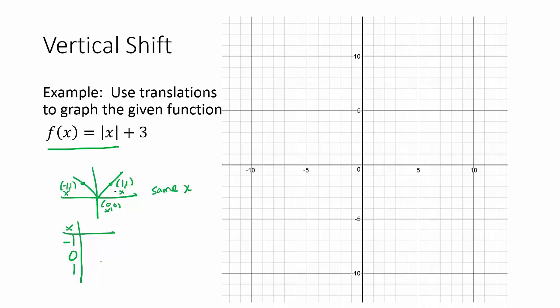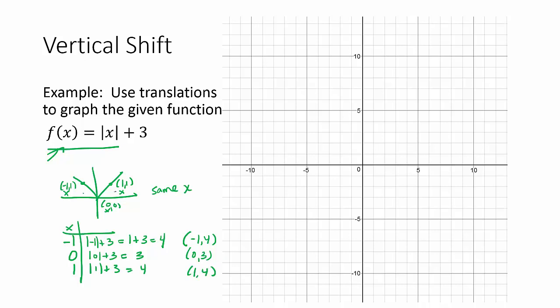Plug negative 1 into absolute value of x plus 3. You're going to get the absolute value of negative 1 plus 3, which is 1 plus 3, which is 4, right? So this new function f that's based on our absolute value graph is going to go through negative 1, 4. If you plug in 0 for absolute value of x plus 3, you get 0 plus 3, which is 3. So that means it's going to go through 0, 3. And if you plug in 1, you get 4 again, right?